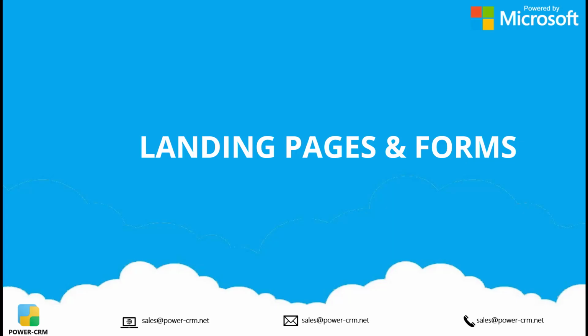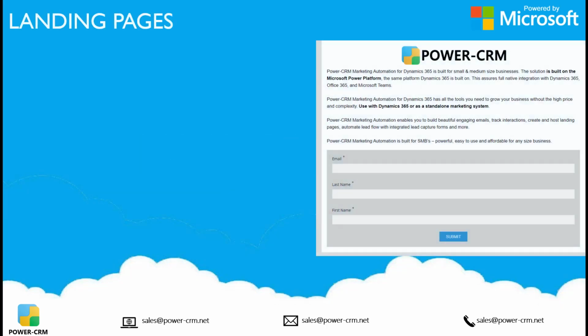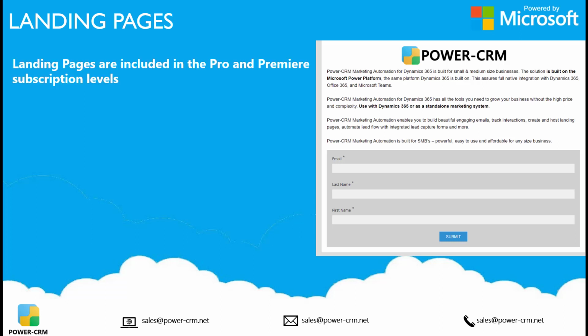So let's take a look now at landing pages and forms. Really great, powerful area of our marketing automation module. Lots and lots of different uses for both the landing pages and forms. But here's an example of one that we actually use in production. And let's talk about what a landing page is and what it really isn't.